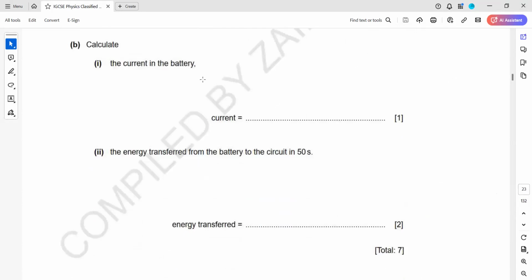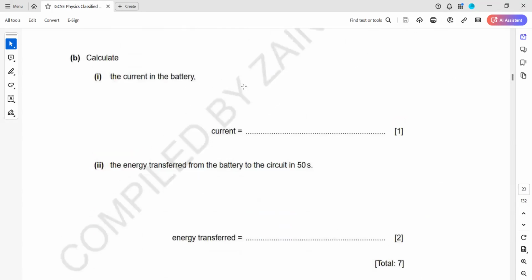The energy transferred from the battery in 50 seconds. If we need the energy, we need VIT, because the energy transfer is voltage times current times time. V is the voltage of the supply. What was the voltage? 12. So it was 12 multiplied by 1.2 multiplied by 50. So you got 720 joules.